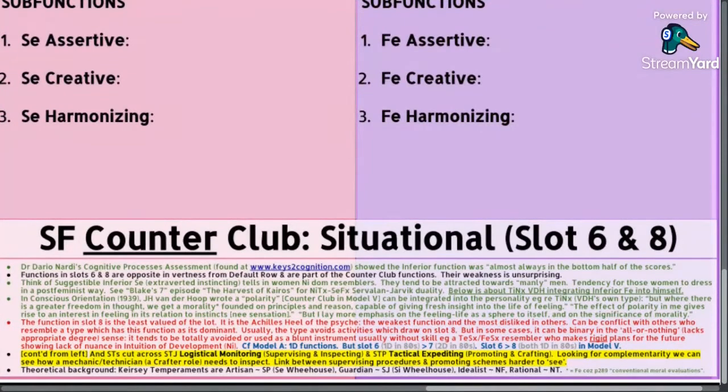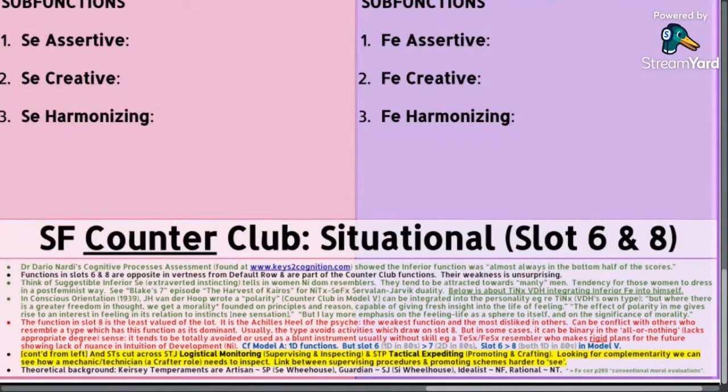Dr. Dario Nardi's cognitive processes assessment, found at PeersAndAdmission.com, showed the inferior function was almost always in the bottom half of the scores. Functions in slots 6 and 8 are opposite in inertness from the default row and are part of the counterclub functions. Their weakness is unsurprising. Thinkers suggestible. Okay, I've done that for that one. That was slot 6 with Jarvik. Right, polarity, yes, that's all slot 6.